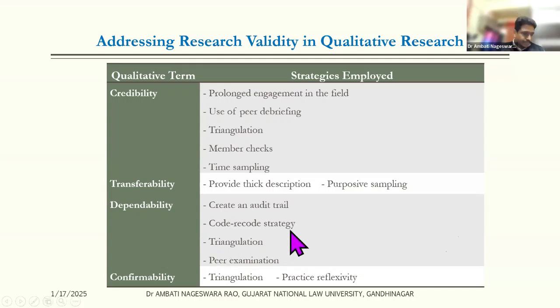Code-recode strategy, whether it is a phenomenological study, grounded theory, any kind of research: as you're going to get the codes, you can't simply be satisfied with whatever codes you have generated. If you look at grounded theory, there is a concept called iteration. Iteration can be applied in any qualitative research work, not only grounded theory, but mostly in grounded theory we use it most frequently. Iteration means you start looking at codes generated in phase one, phase two, phase three, phase four, rereading, recoding again, so that you are able to connect them and develop the right theories, right themes. Triangulation, peer examination, practice reflexivity.